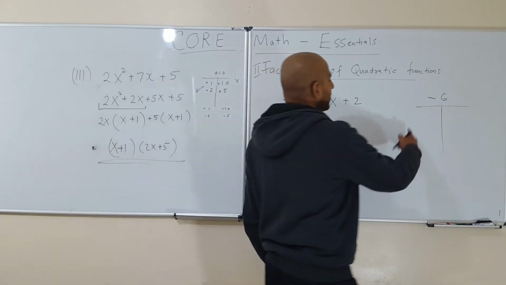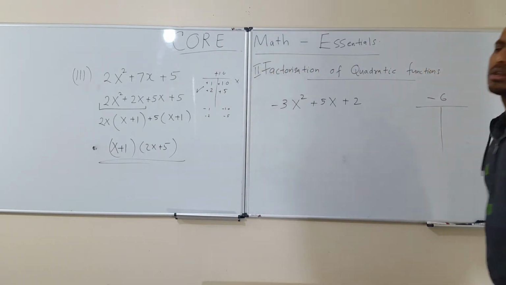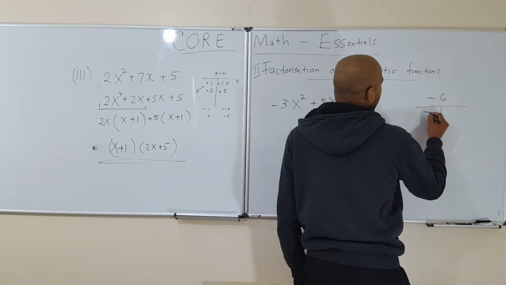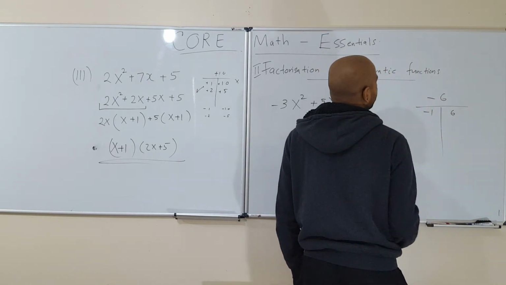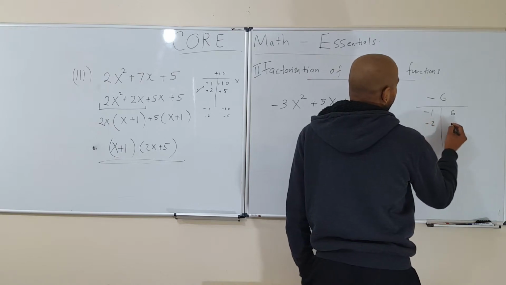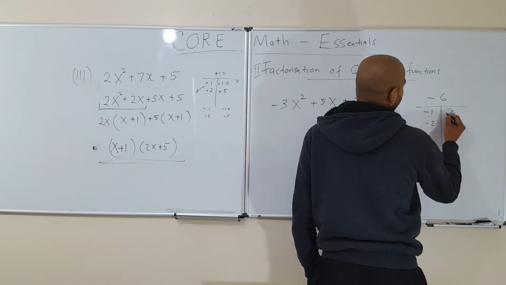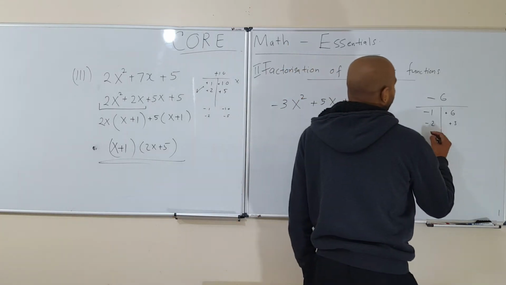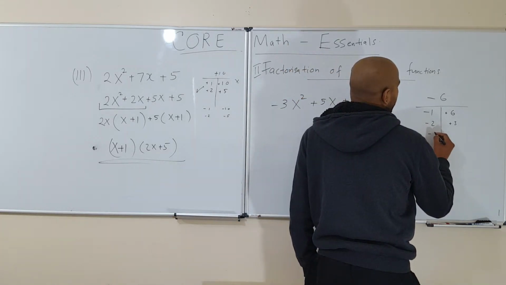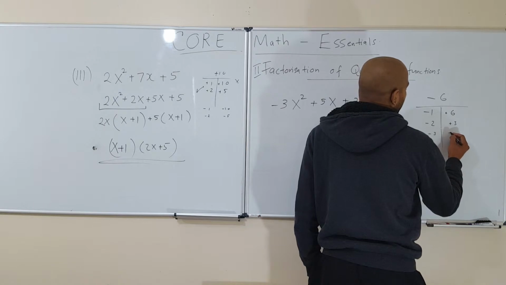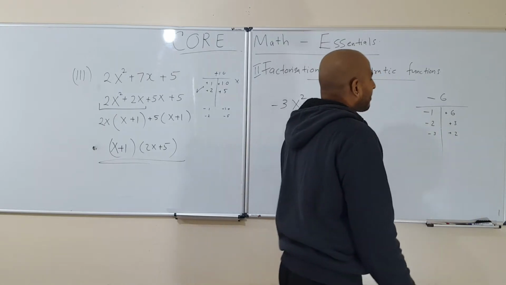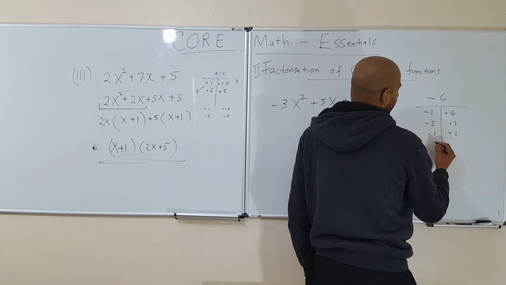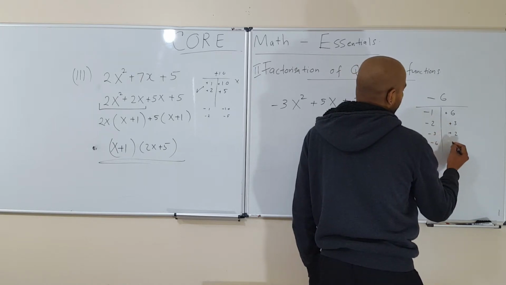Write all the possible factors, multiples basically. You can write minus 1 times 6, minus 6. Minus 2 times plus 3. Minus 3 times plus 2. And also, in the previous one we forgot to write 6 times minus 1, which is minus 6.